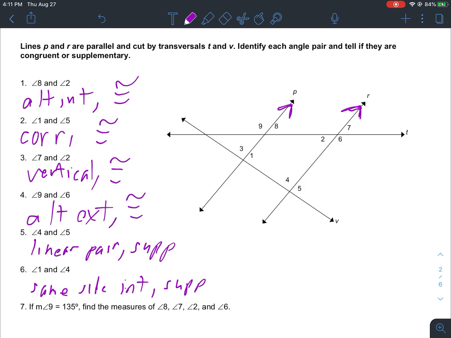Last problem here, we say angle 9 is 135 degrees. Find the measures of 8, 7, 2, and 6. All right, so 9 and 8, those are a linear pair. So to get angle 8, we're going to do 180 minus 135. And that would give us 45 degrees. Angle 7 is corresponding to angle 8. So angle 8 and angle 7 must be congruent, so angle 7 is 45.